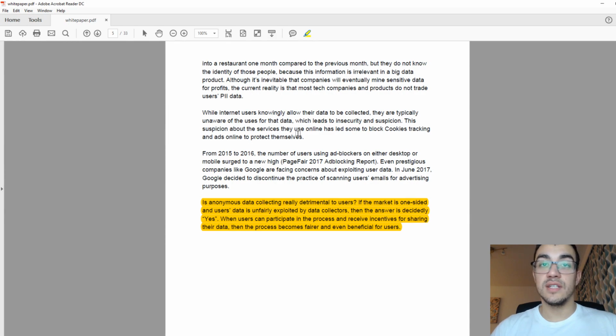So is anonymous data collection really detrimental to users? If the market is one-sided and users' data is unfairly exploited by data collectors, the answer is decidedly yes. When users can participate in the process and receive incentives for sharing their own data, then the process becomes fairer and even beneficial for users. So what's the bad thing about how it's happening now? That the users from which the data comes have no say in this. So everyone can exploit the data from these people who don't even know that their data is being spread around.